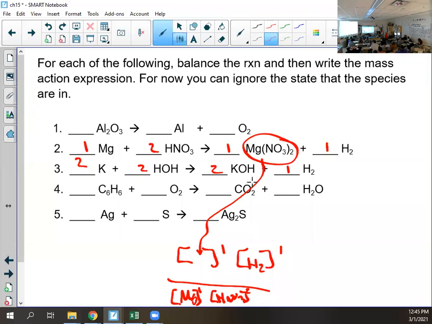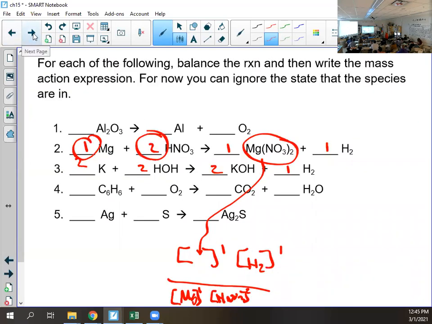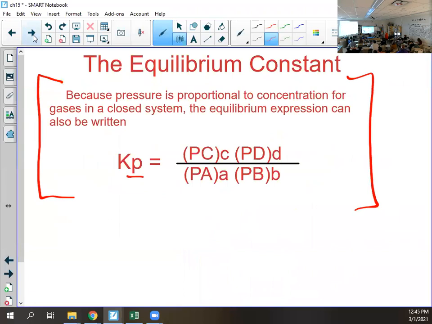All right, so I was lazy. I almost didn't hit record. Mg(NO3)2 to the first, H2 to the first, Mg to the first, and nitric acid to the second. All based off of the balance. If you can't balance it, you're in trouble.